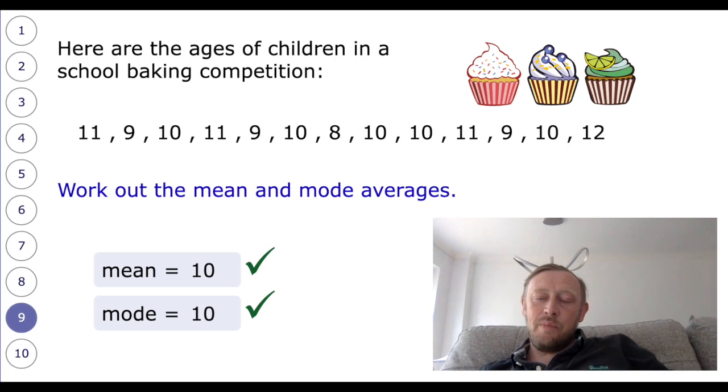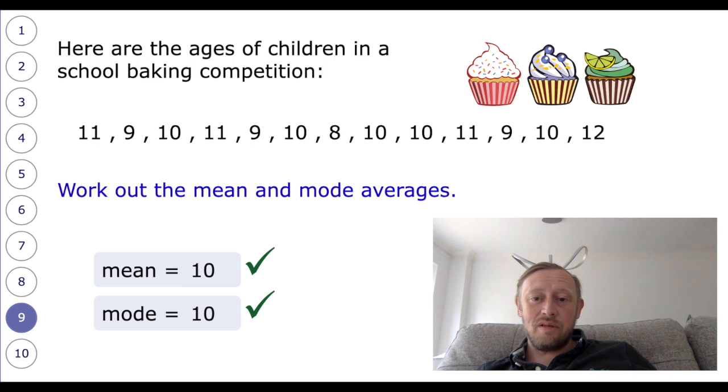So in this final example, when you added up all those numbers there, you should have got 130. And there was 13 numbers, so 130 divided by 13 gives you an answer of 10, so the mean is 10. When you look at those numbers there, the most popular number to appear, the number that appeared the most, was also the number 10, so the mode is 10 as well.